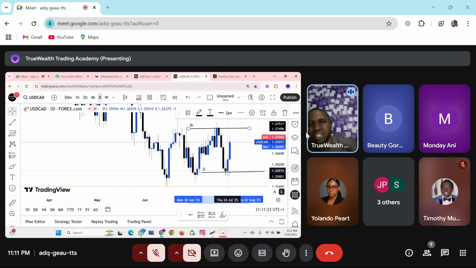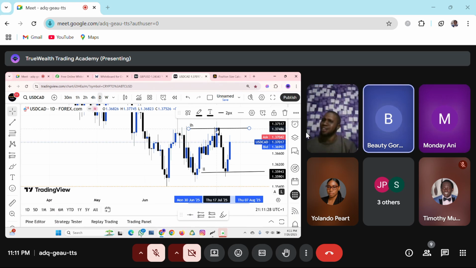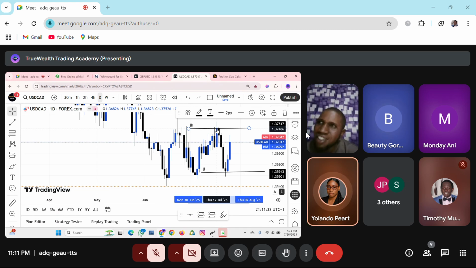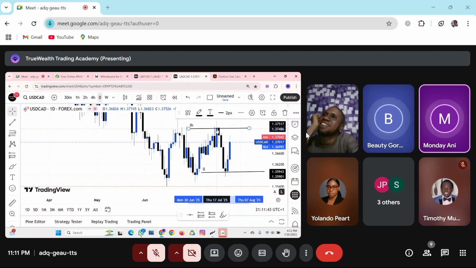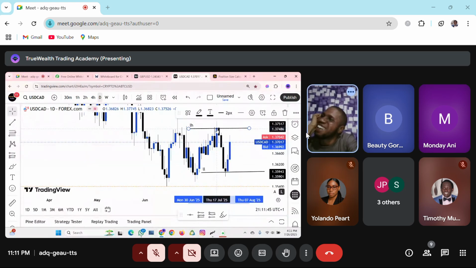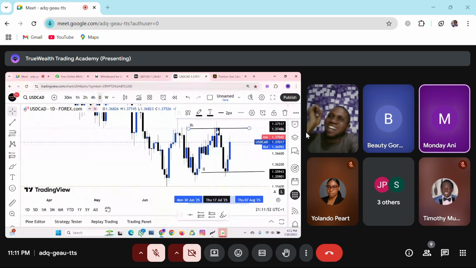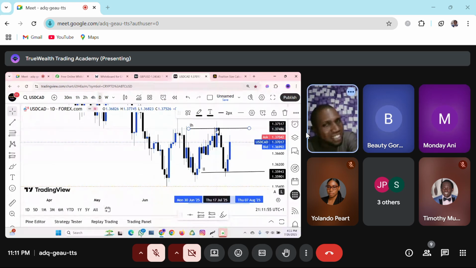So are we in a downtrend or uptrend? Lower high and lower low. We're in a downtrend. If it breaks the lower high, then we're in an uptrend. Are we in an uptrend or downtrend right now? No, we are in a downtrend. Higher highs, higher lows, uptrend. Lower highs, lower lows, downtrend.